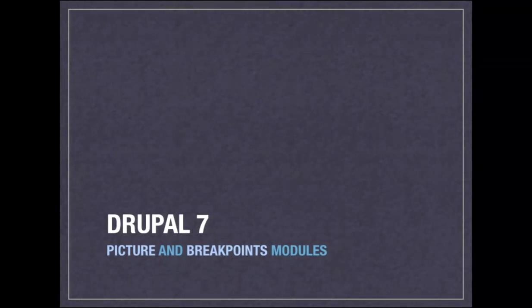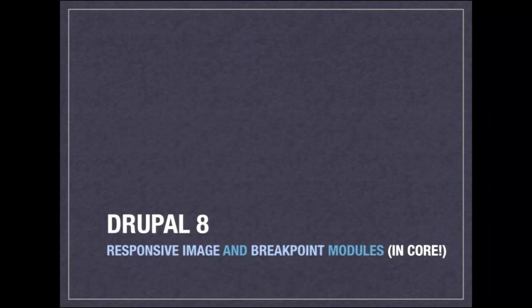With Drupal 7, there's a couple modules that you need. It's the picture module and the breakpoints module. And we're going to talk about those at the end here as to how you use those to make all the markup happen. In Drupal 8, we've got this built into core now, and the picture module is called the responsive image module, the breakpoints module is called the breakpoint module, and those are built into core and will take care of some really good things for making this work.